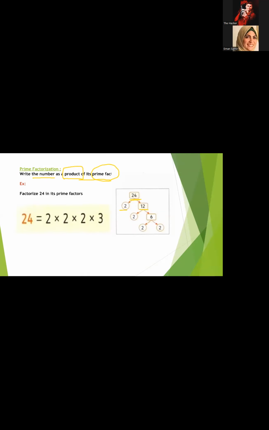To factorize a number, first we start by asking it a question: are you even or odd? 24 is an even number, so we start dividing it by 2. We said that the prime numbers are 2, 3, 5, 7, 11, and so on. We start with 2 because 24 is an even number. So 24 can be factorized to 2 and 12. 2 times 12 equals 24.